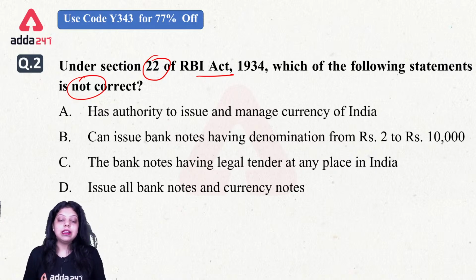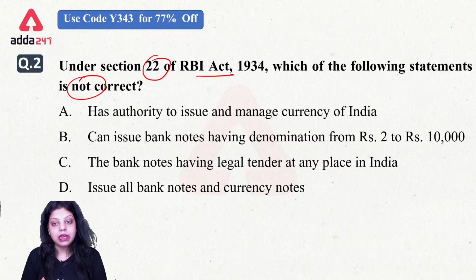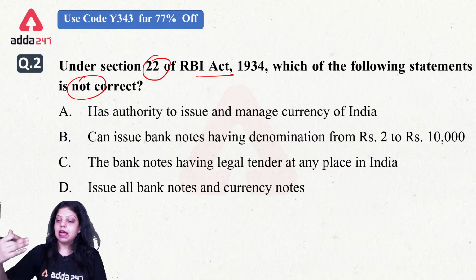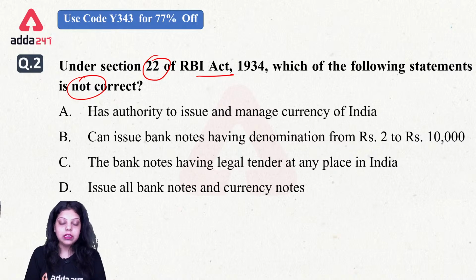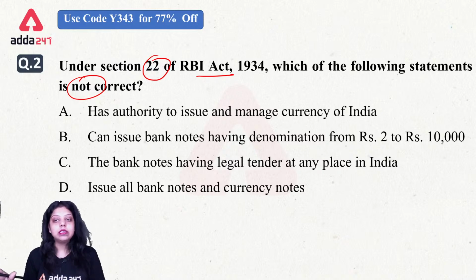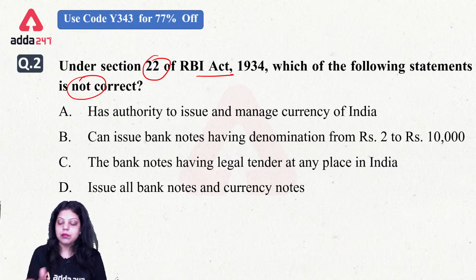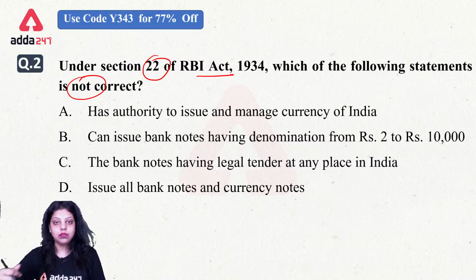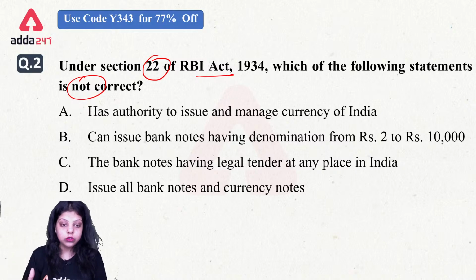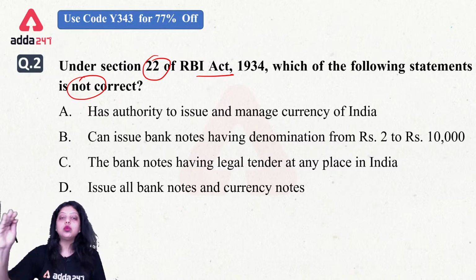The first statement is saying it has authority to issue and manage the currency of India. It means RBI has the whole power to manage and control the currency system in India. Second is saying it can issue banknotes having denomination from 2 to 10,000 rupees. It means RBI can issue currency notes of any denomination, doesn't matter whether it is a 5 rupee note, a 10,000 rupee note, or a 2,000 rupee note, but above 2 rupees.